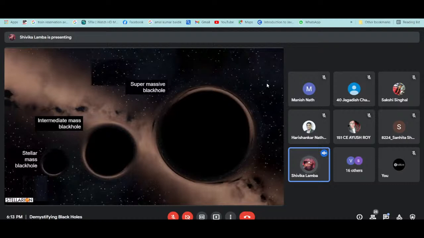Now, the supermassive black holes. These are the largest type of black holes, and they have masses on the order of millions to billions of times that of the Sun. The origin of the supermassive black holes remains an open field of research. Astrophysicists agree that black holes can grow by accretion of matter and by merging with other black holes, but there are several hypotheses as to how they were formed.